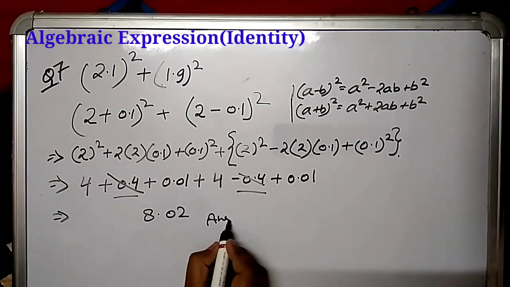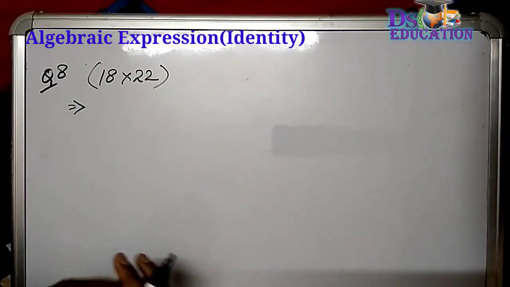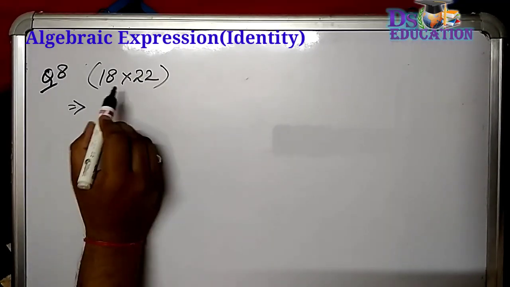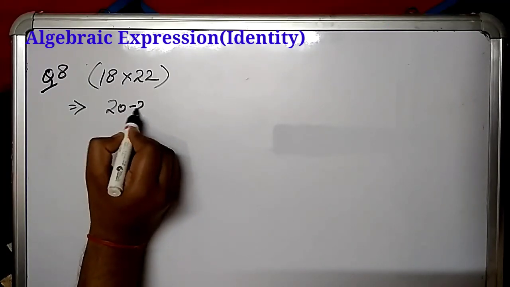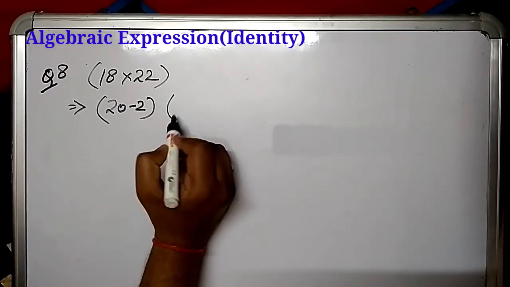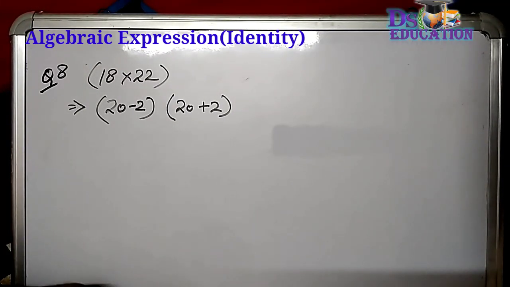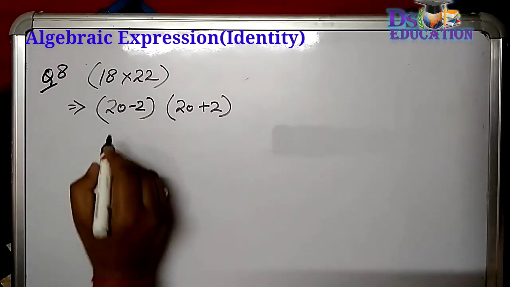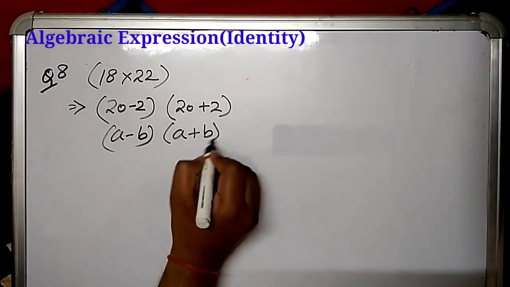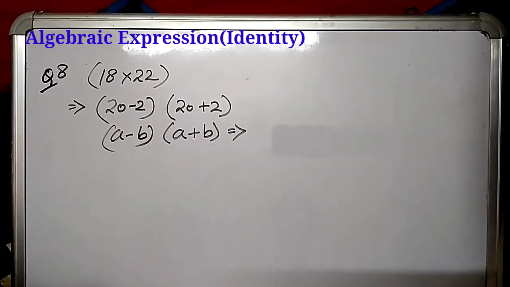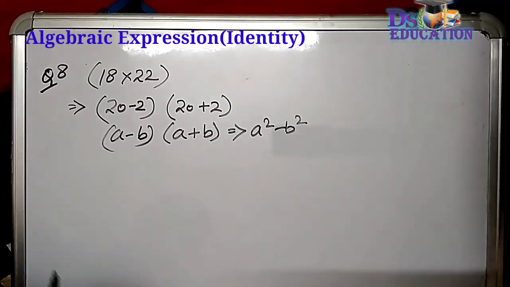8.02. This is the answer. Okay, understood? Moving to the 8th question. If you see the 8th question, you will see that this type of multiplications are given. Now here 18 can be converted to 20 minus 2 and 22 can be converted into 20 plus 2. Now this is the formation of the third identity which you have seen, that is a minus b and a plus b, that will be equal to a square minus b square.